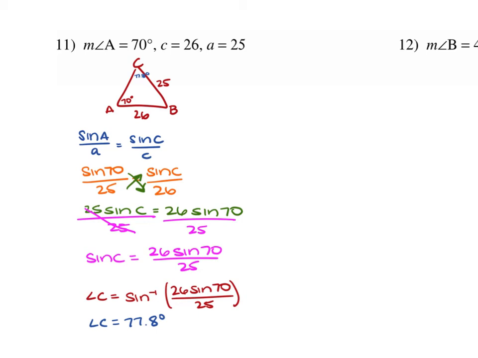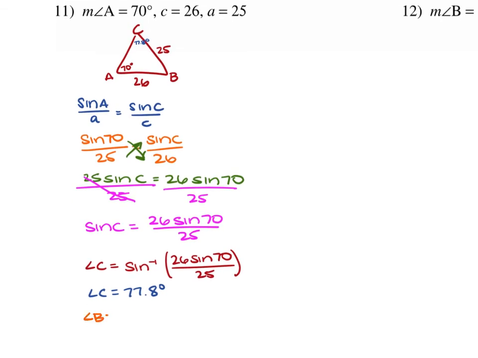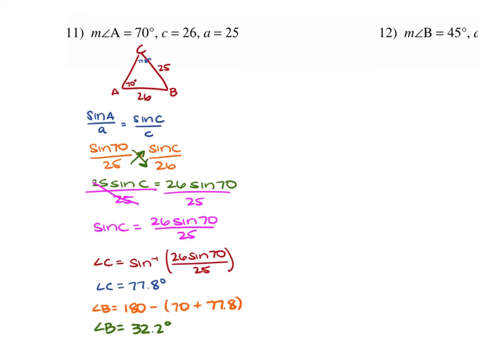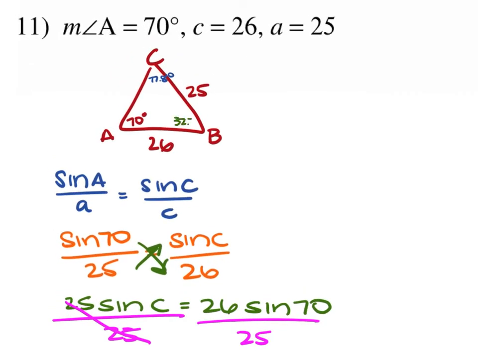You're given the angle C. Now you have to find angle B. In order to find angle B, subtract the two angles that you have from 180. So angle B is going to be 180 minus the sum of angle A, which is 70 degrees, and the 77.8 degrees. So 180 minus 70 minus 77.8 is 32.2 degrees. So I'm just going to put that in there too, 32.2 degrees.